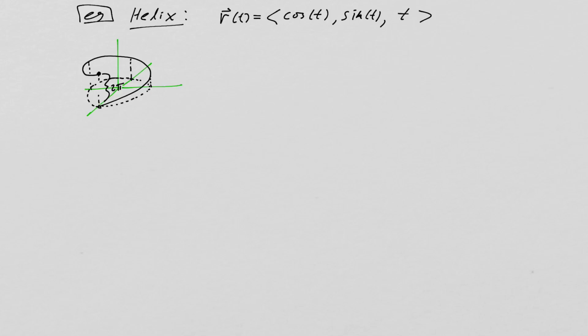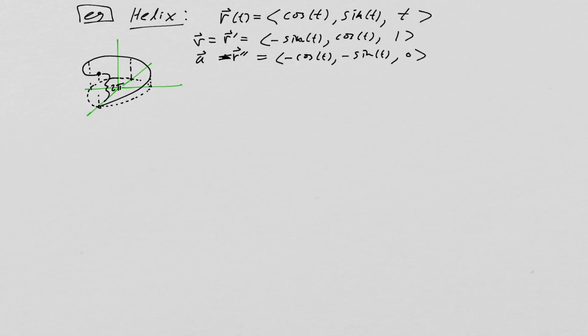Okay, so let's figure out how to find the tangent and the normal component, and we'll also get the binormal component. All right, so v, that's r prime. That's, of course, going to be negative sine of t, cosine of t, comma 1. And, of course, a is going to be r double prime. And that's going to be negative cosine of t, negative sine of t, comma 0.